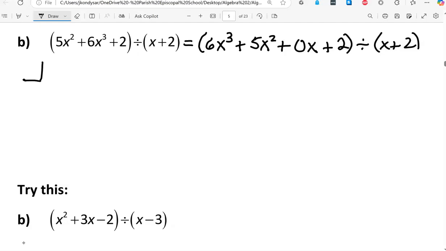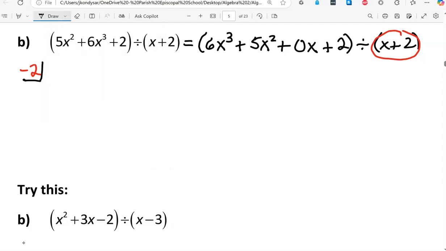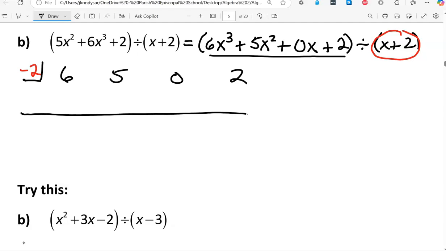I'm going to write that box out to the left, and then I'm going to think about what number would make the divisor equal to 0 if we replace x with that number, and that number would be negative 2, since x plus 2 equals 0 when x is equal to negative 2. Next to the box here, I'm going to write the coefficients of this dividend, which are 6, 5, 0, and 2. I'm going to skip a line, and then I'm going to bring down that 6.